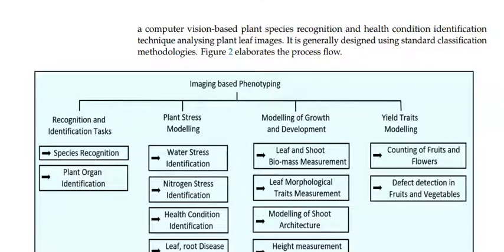Plant phenotyping is a technique for quantitative formulation and analysis of complex plant traits, for example, plant morphology, plant stress, crop yield, plant physiological and anatomical traits, and so on. Computer vision-based plant phenotyping techniques offer a non-destructive and efficient representation of the complex plant traits. This article has developed a computer vision-based plant species recognition and health condition identification technique analyzing plant leaf images.